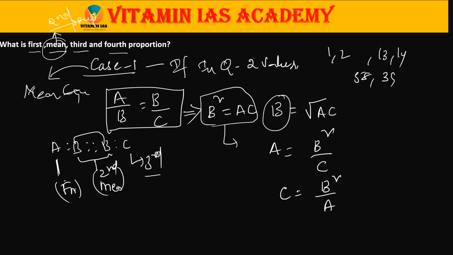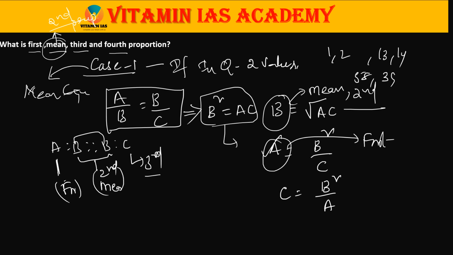Here B is equal to the mean proportion or second proportion, and A is equal to the first proportion. If you are finding A, then it's the first proportion, or if they are asking to find the first proportion, then you have to find A. If they are asking for the mean proportion, then you have to find B. And if they are asking for C, nothing but the third proportion, you have to find the C value. The formula for C is B square by A, the formula for A is B square by C, and the formula for B is root AC.